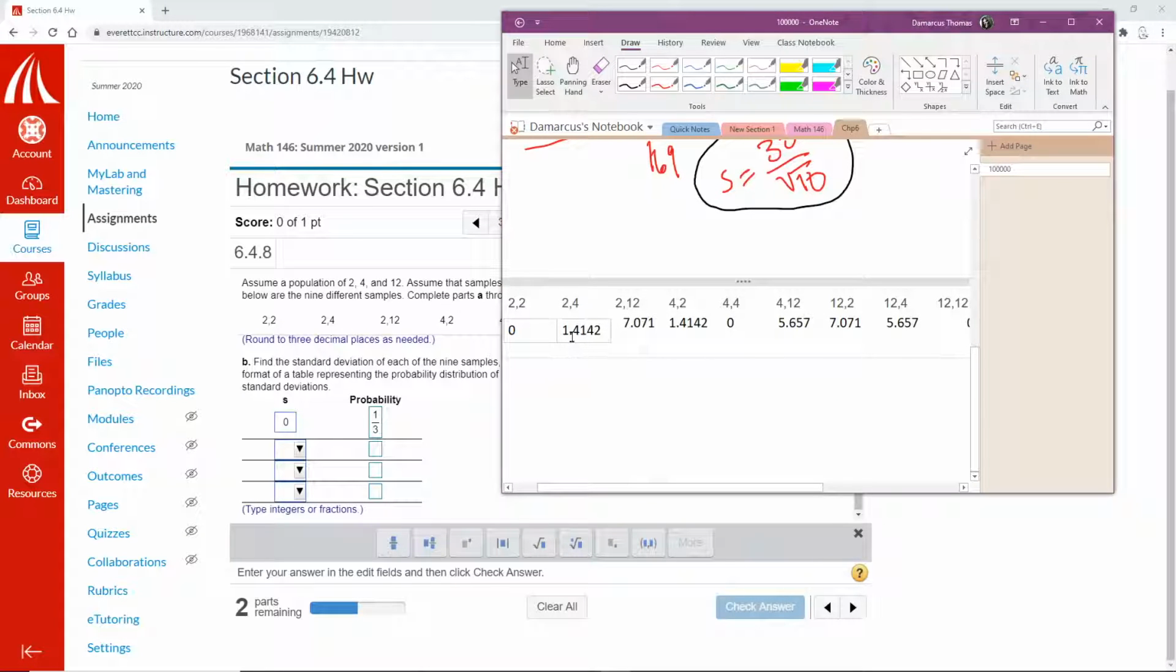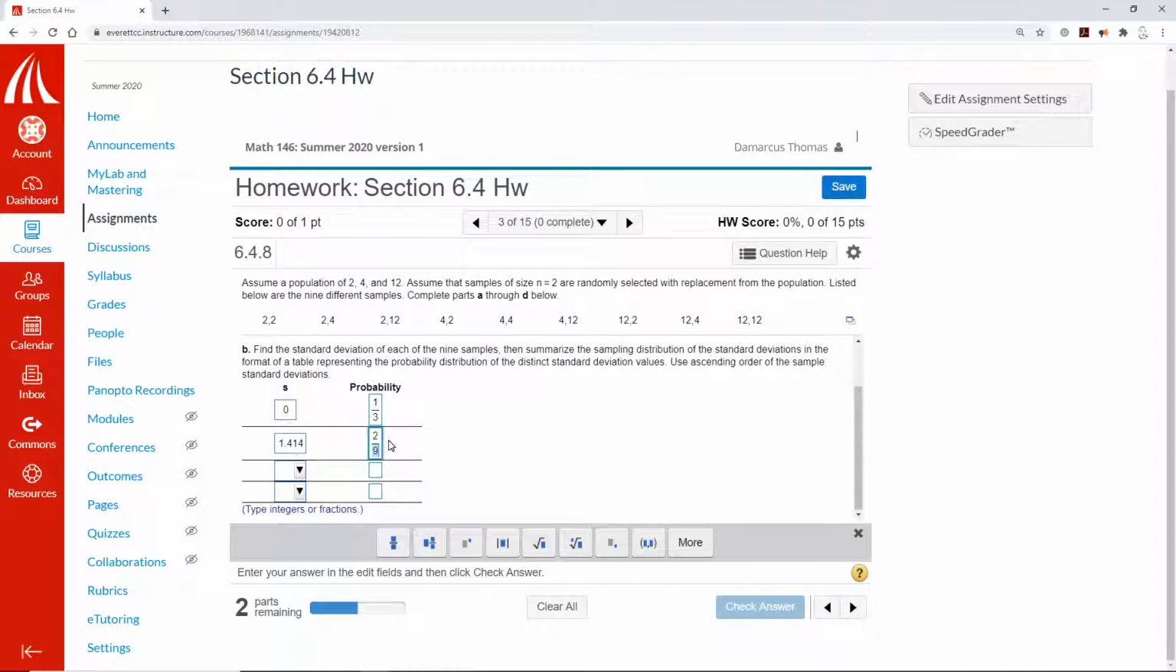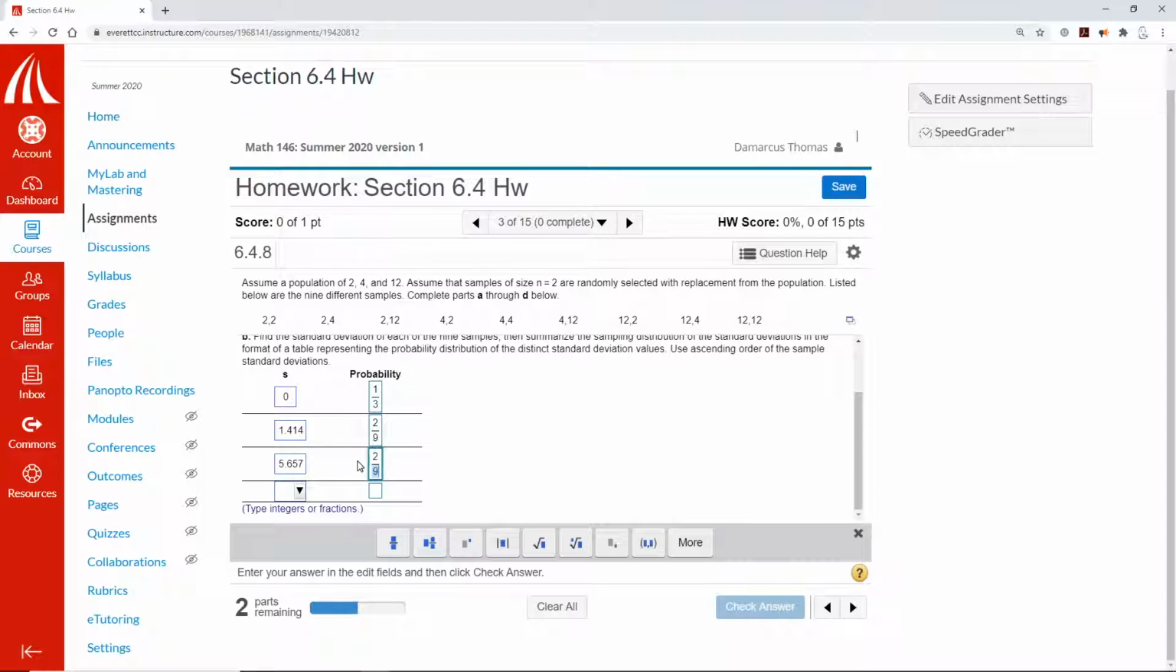is 1.41. There's 2 of them. So let me find 1.41. There's 2 out of the 9, so I'll do 2 ninths. Let's look at another one. 5.657, and there's 2 of those. And the last one that I had, 7.071, and there was 2 of those.